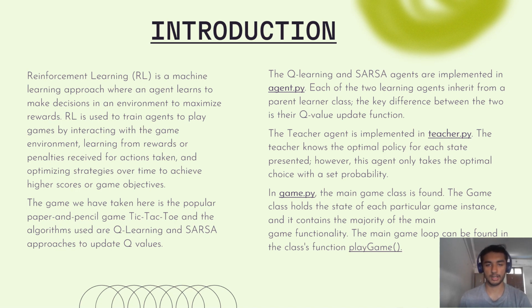Now, the three major Python files that run this program are agent.py, teacher.py, and game.py. In agent.py, the Q-learning and SARSA approaches are implemented, and they are inherited classes from the parent learner class. The teacher.py implements the teacher agent, and the teacher knows the optimal policy for each state presented. However, this agent only takes the optimal choice with the probability set that is defined in agent.py.